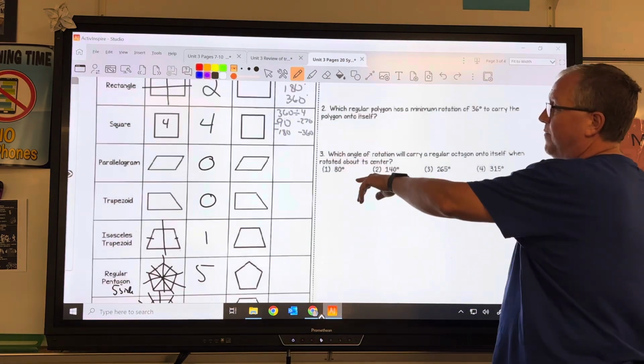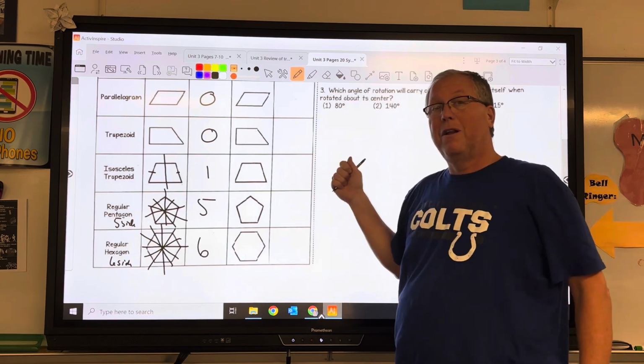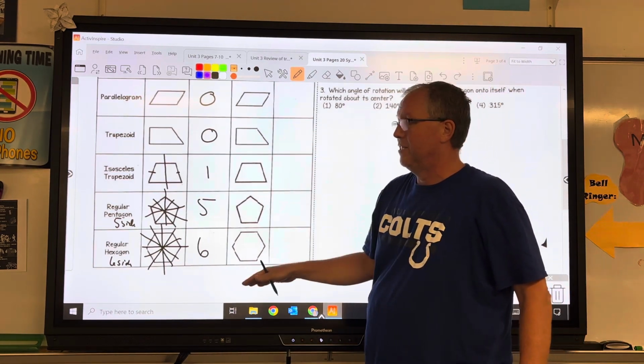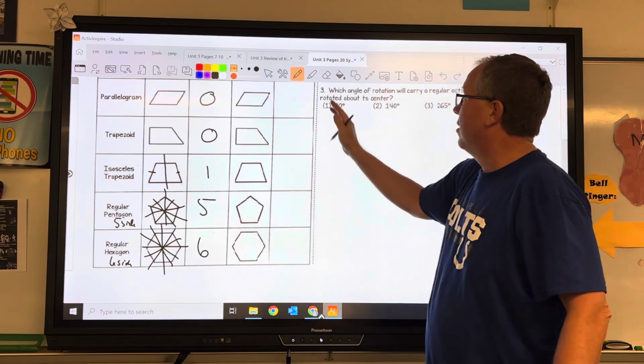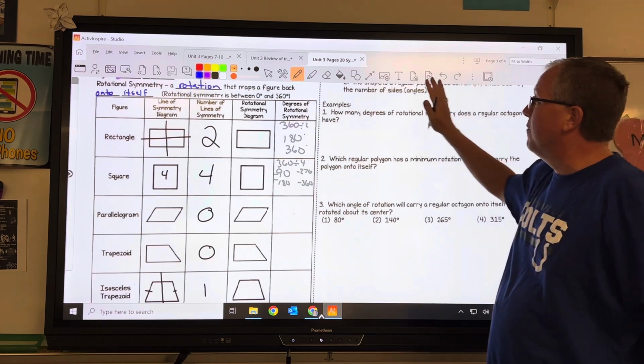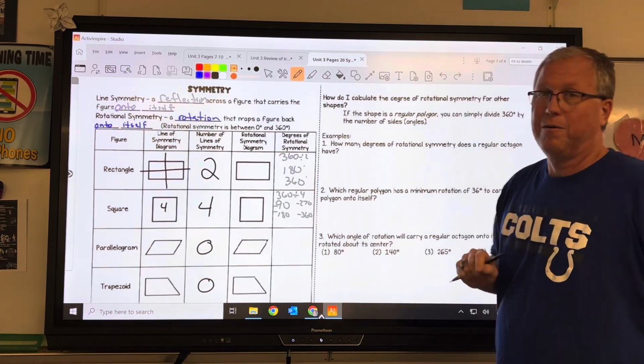I'm going to let you finish the rest of these out because I don't need to keep going through these. You can finish this out from the video that I did earlier because each one of these is up there: the trapezoid, the isosceles, the regular pentagon, hexagon. You're going to fill those out. And then for tonight's homework, you're going to answer these questions over on this side over here, okay?